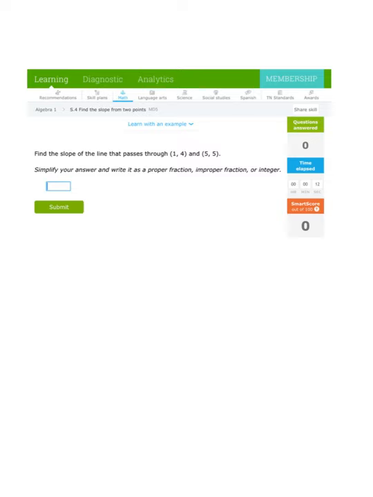We're going to talk about how to find the slope of a line from 2 points. So remember that when it gives you the 2 points, for example, in this problem, (1, 4) and (5, 5), the first number is your x value and the second number is your y value. And the second set is (5, 5). Same thing, your first number is your x, the second is your y.